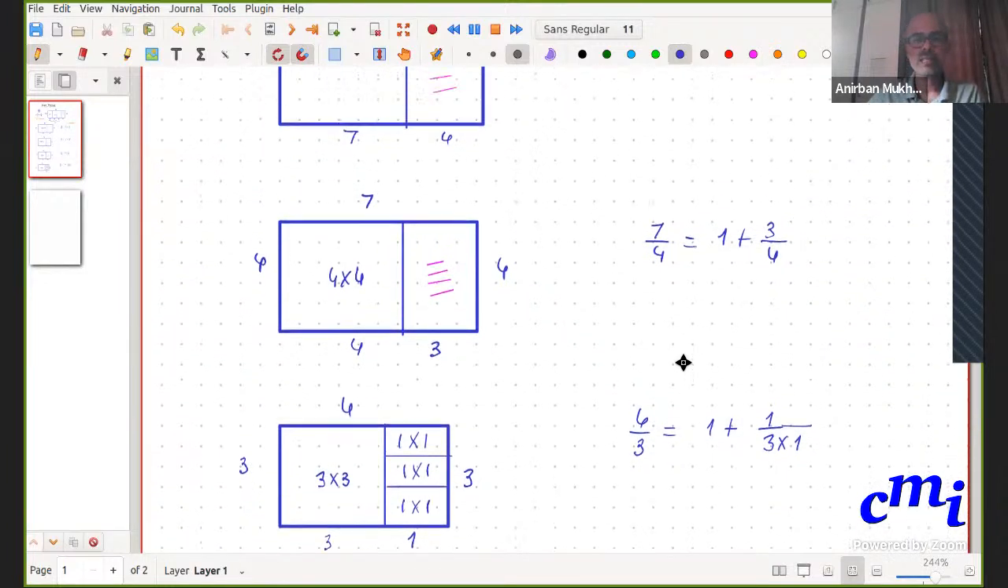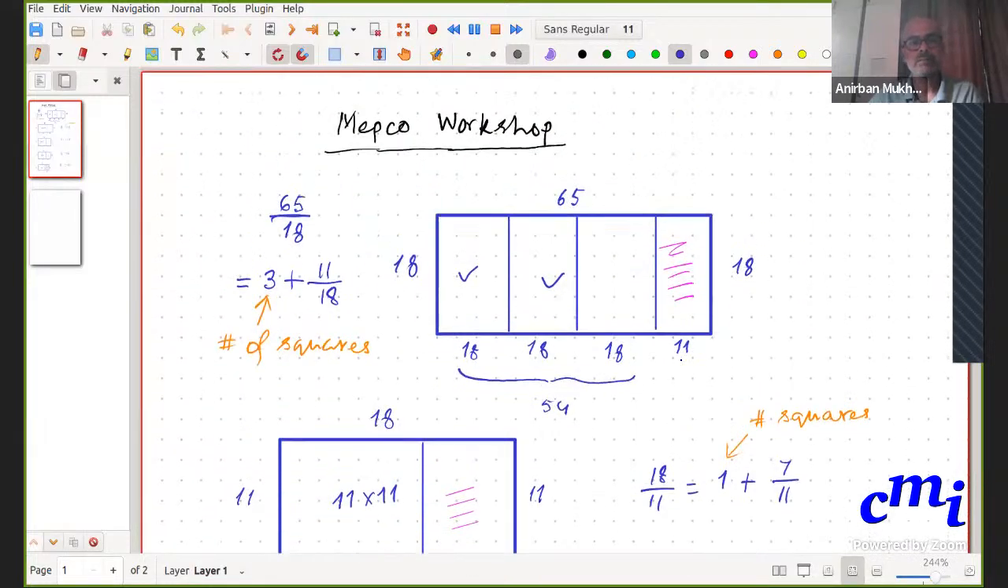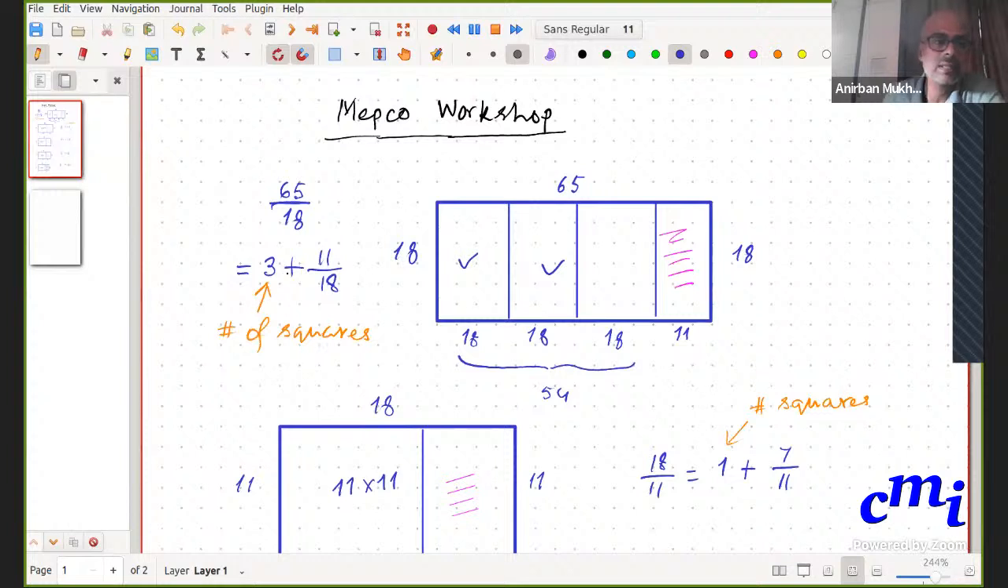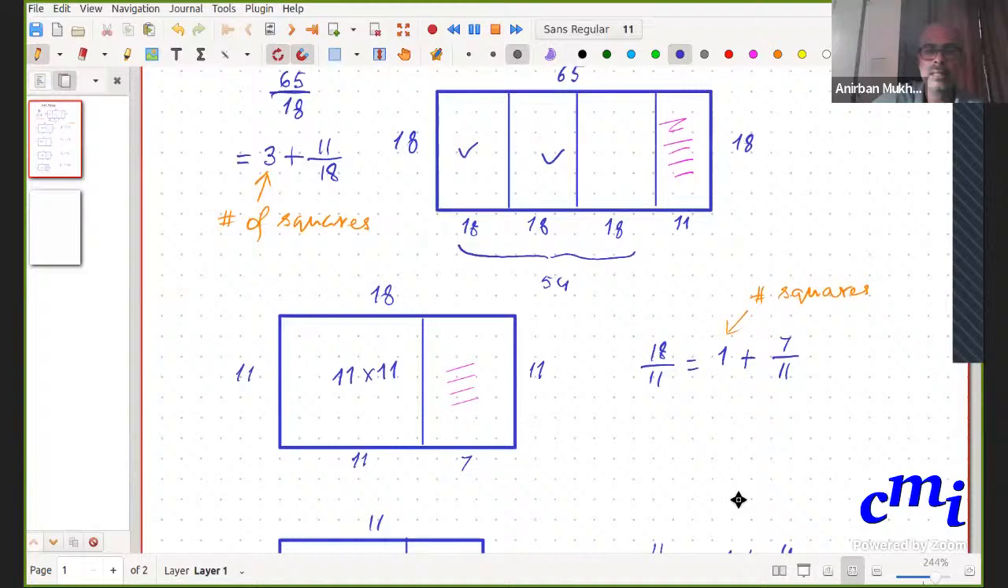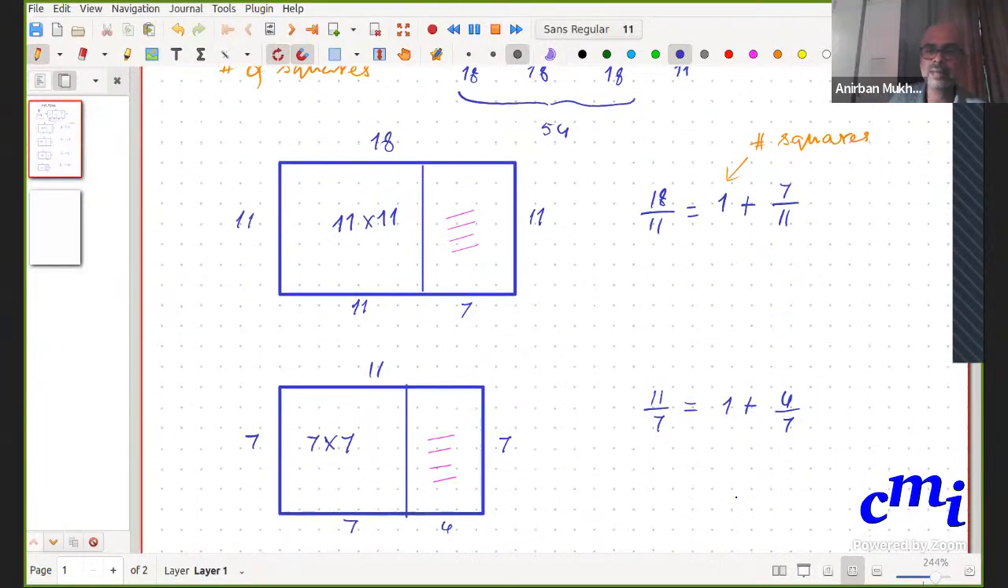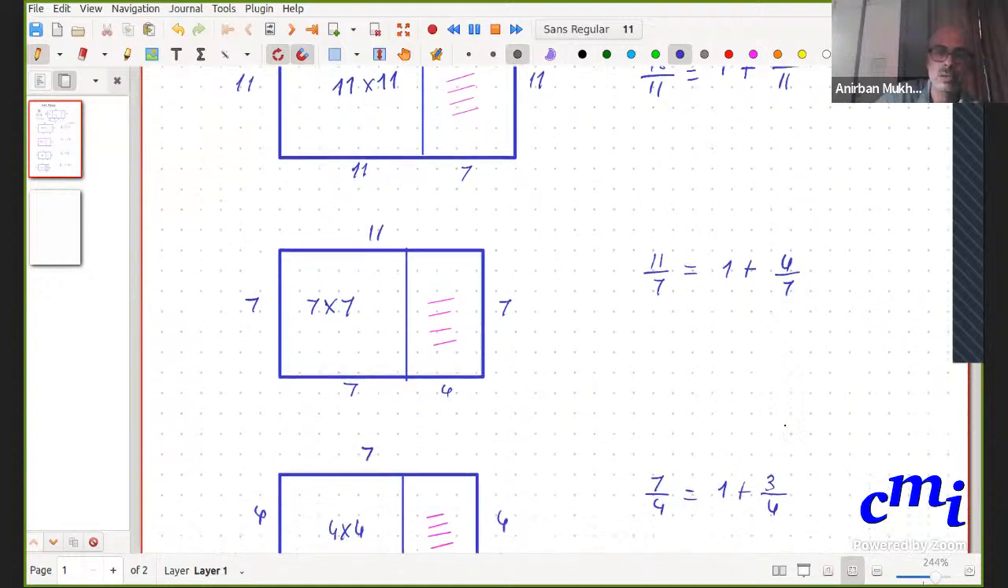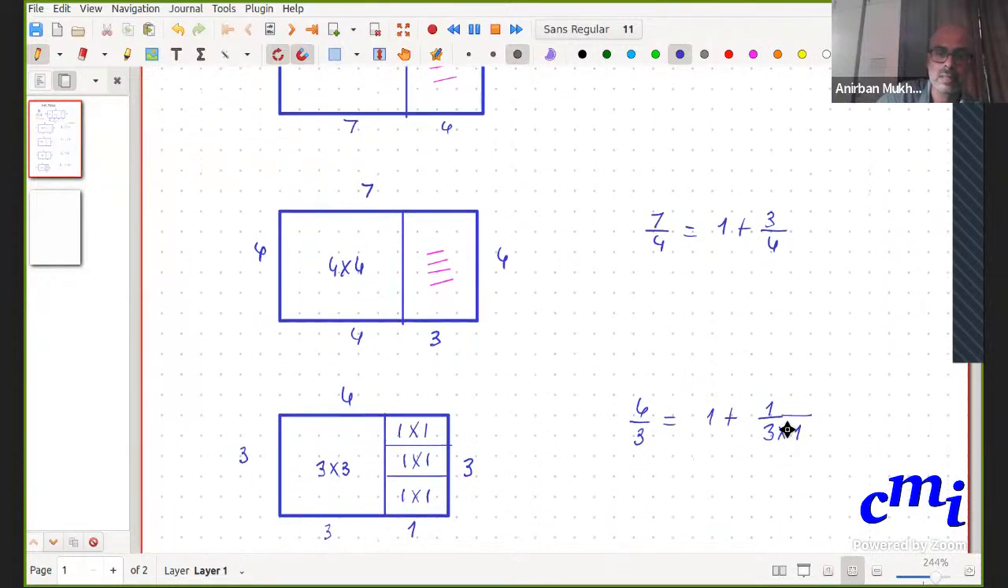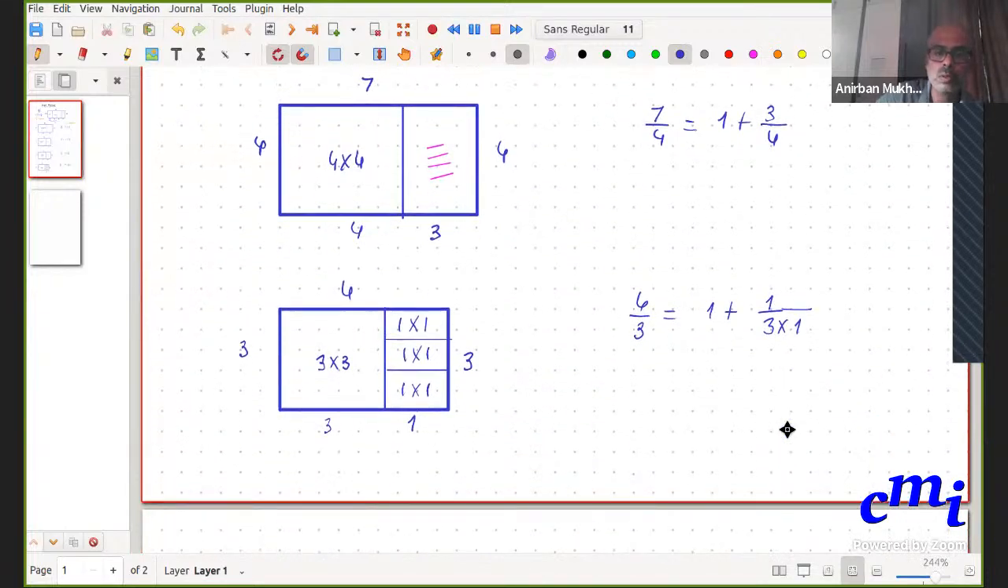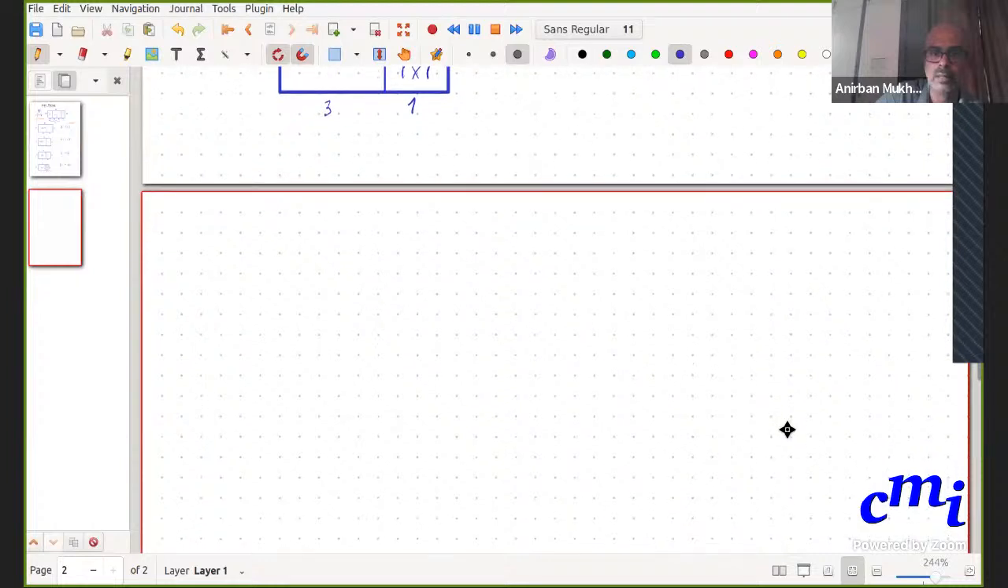If we see what we have done here, notice that this is 3 plus 11 by 18, and then we took the reciprocal of 11 by 18, so it is 18 by 11, and expressed it as 1 plus 7 by 11. Then again the reciprocal of the non-integral part, which is 1 plus 4 by 7, and so on. We have done the same thing over and over. If we put this all together, what we get is a continued fraction expansion.